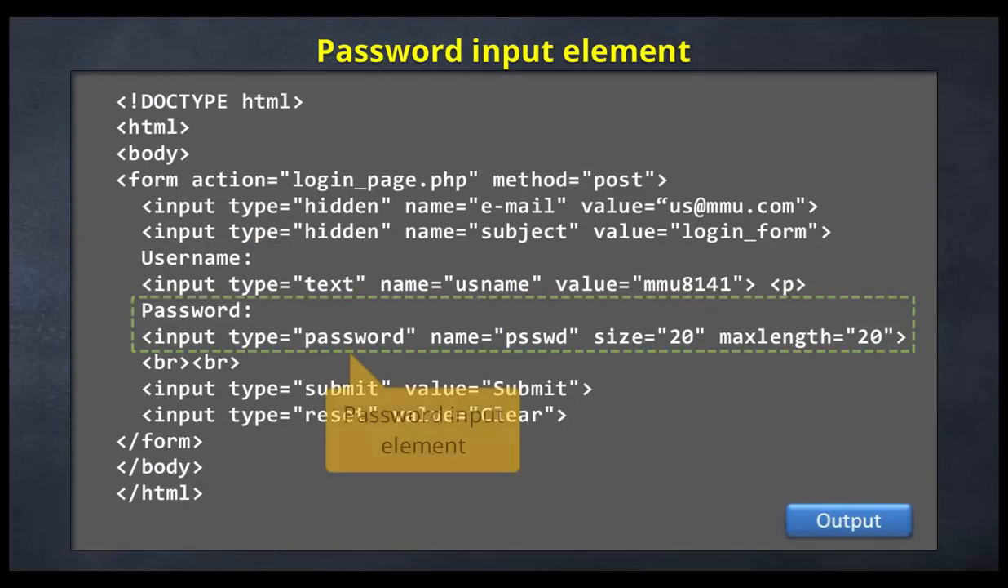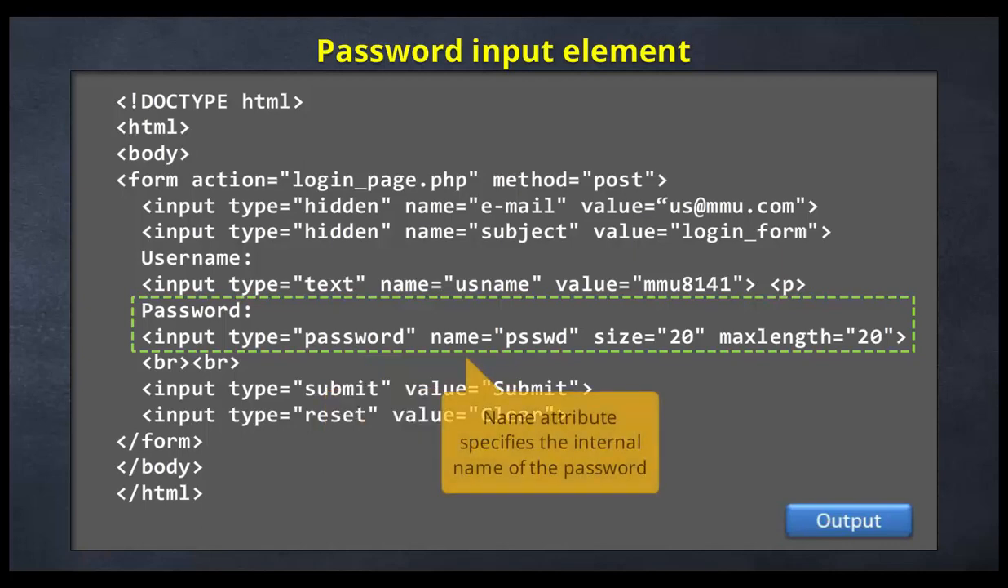In this example, the password input element inserts a password box into a form. The browser displays a series of asterisks or bullets when the user enters sensitive information. The actual value input is sent to the web server, not the asterisks that mask the input. Name attribute specifies the internal name of the password.